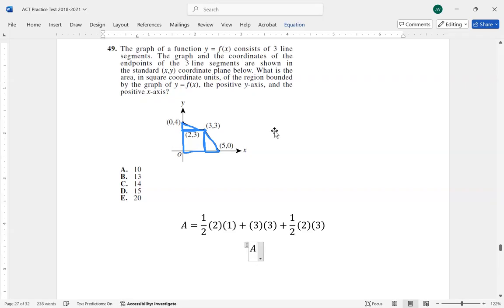When we do all the calculations, we end up with 1 plus 9 plus 3. So the area of that object is going to be 13. Again, triangle plus square plus triangle. There's other ways you can break that up as well, but I think the area of a triangle plus the area of that square plus the area of that triangle is probably the easiest way. So 13 is my answer, and that is option B.